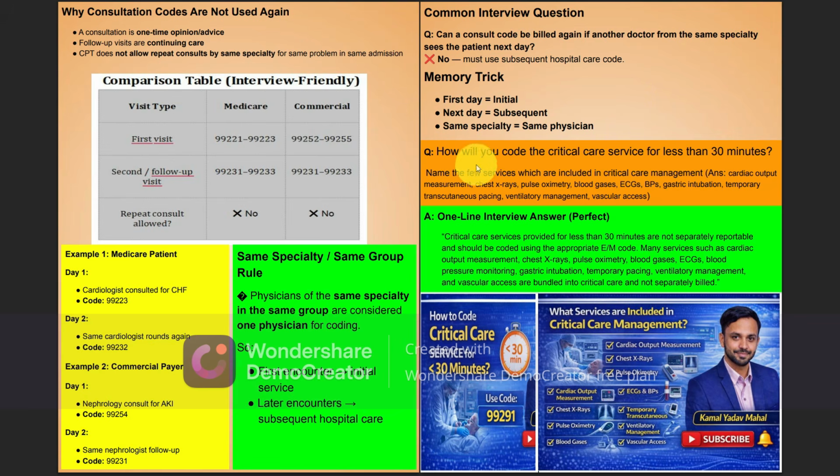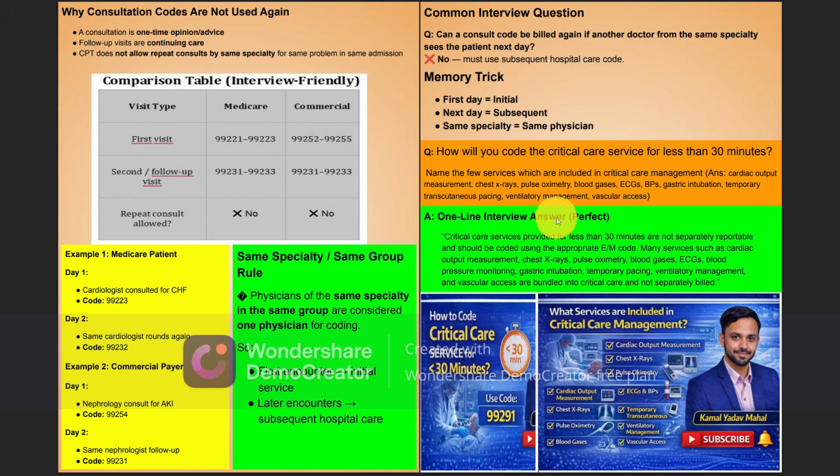Next question is here: how will you code critical care services for less than 30 minutes? Name a few services which are included in critical care services. Answer is also there: cardiac output measurement, chest x-ray, pulse oximetry, blood gases, EKG, gastric intubation, temporary pacing. We'll discuss each and everything.